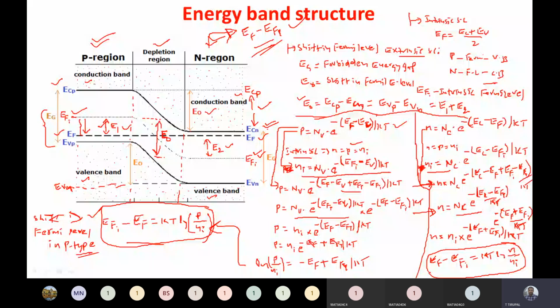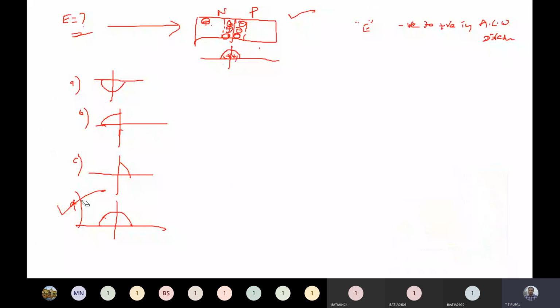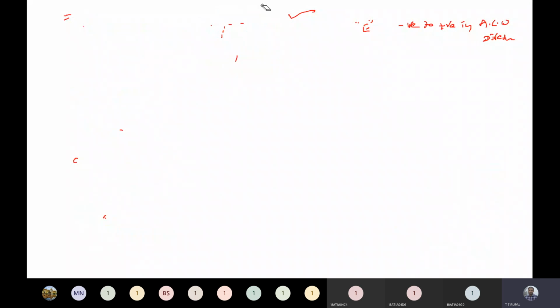Next, let us go for another derivation here by using these p and n equations. Let us derive another equation for p and n. So what is the equation? Let's prove it. These equations you need to practice, otherwise it's very difficult for you. You need to remember all these equations. These equations are very important for us.